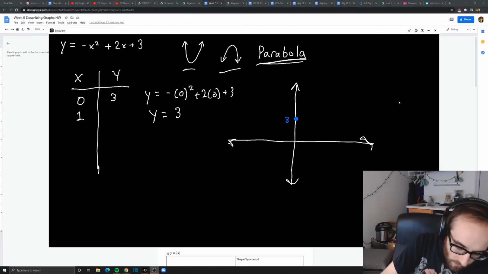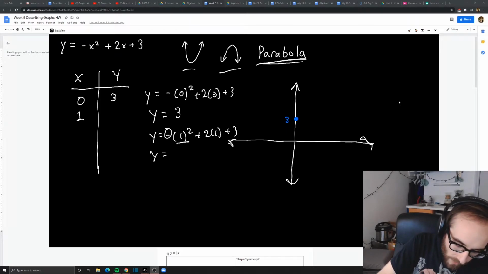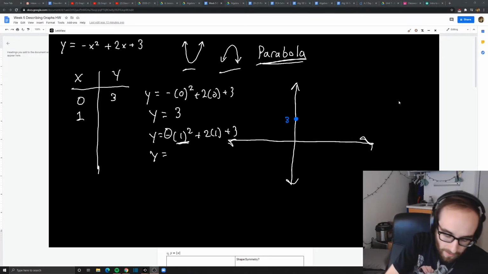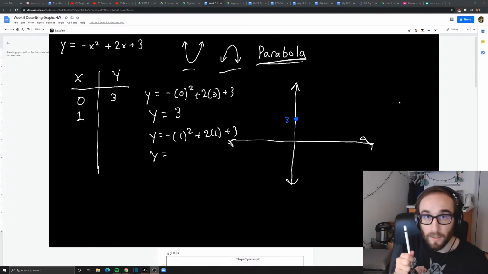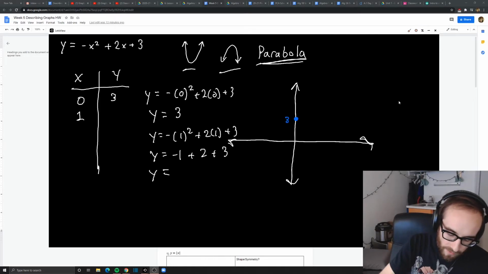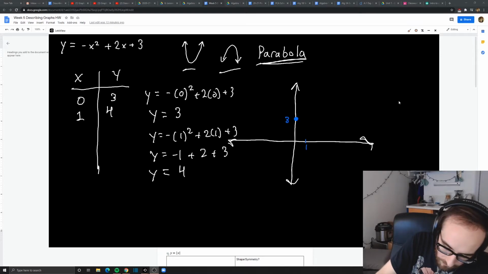So when x is 1, we have y equals negative 1 squared plus 2 times 1 plus 3. So notice here we have a negative, and then we have x squared. So the first thing we need to do is square the x, order of operations, and then we apply the negative. So 1 squared is 1, and then applying the negative gives us negative 1. Negative 1 plus 2 plus 3 gives us 4. So (1, 4) is another point on our graph. (1, 4). Okay.